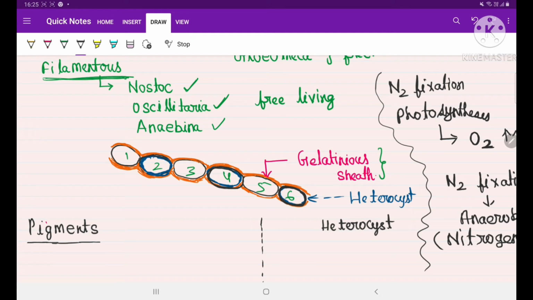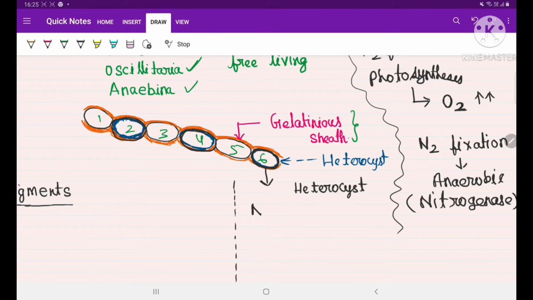This heterocyst is a special chamber that has only one duty, that is nitrogen fixation. They won't go for photosynthesis, they have only one duty, that is nitrogen fixation. What is nitrogen fixation, that we will see in another video in detail.